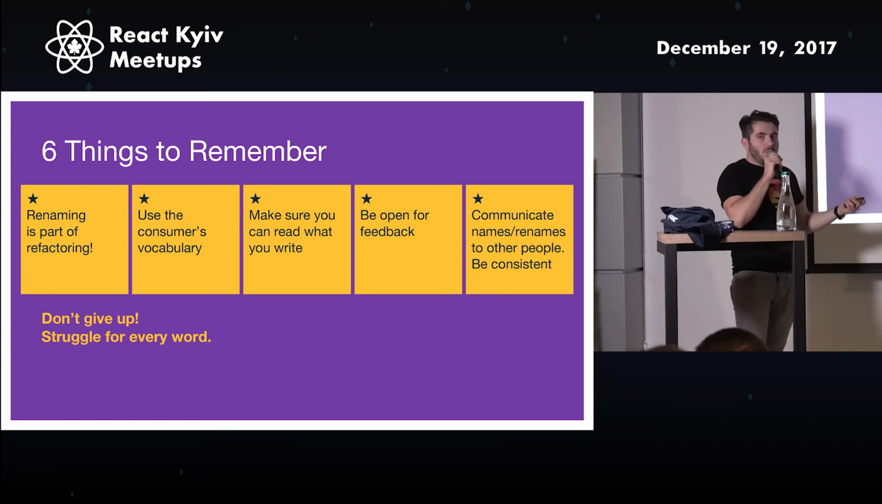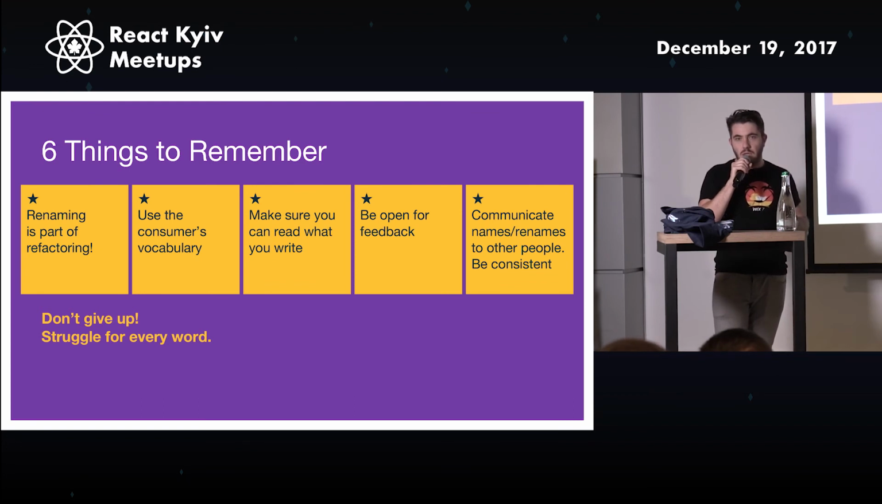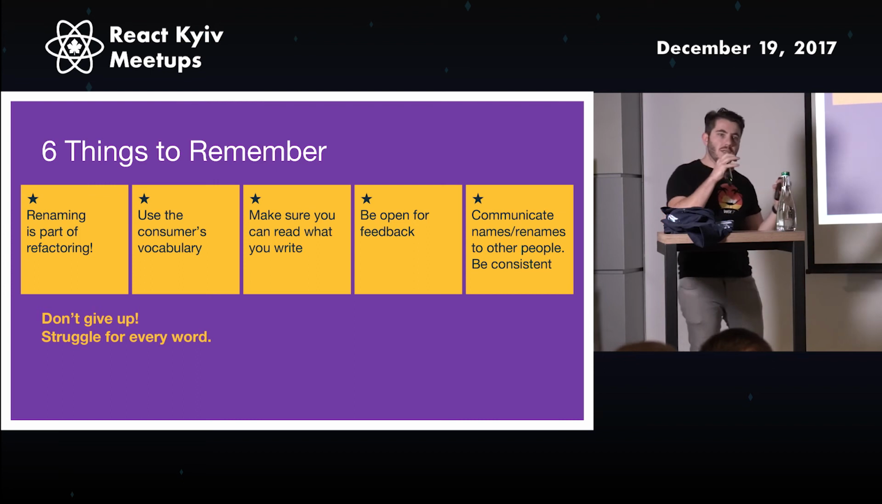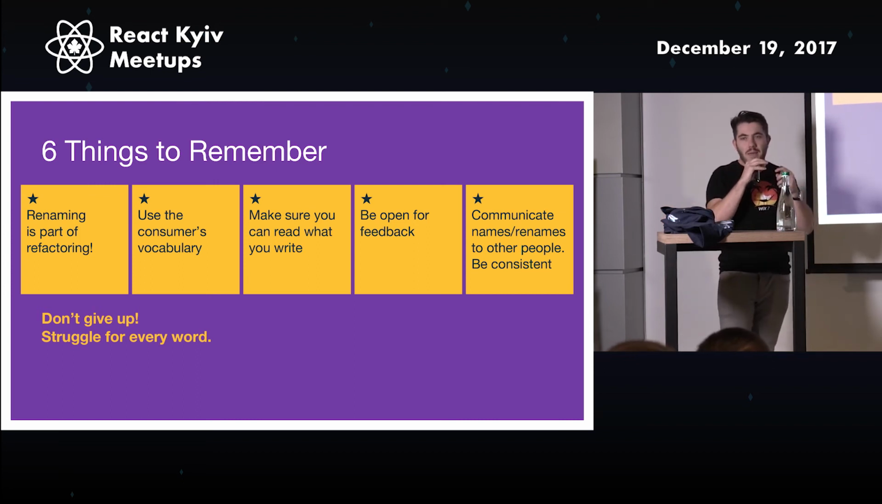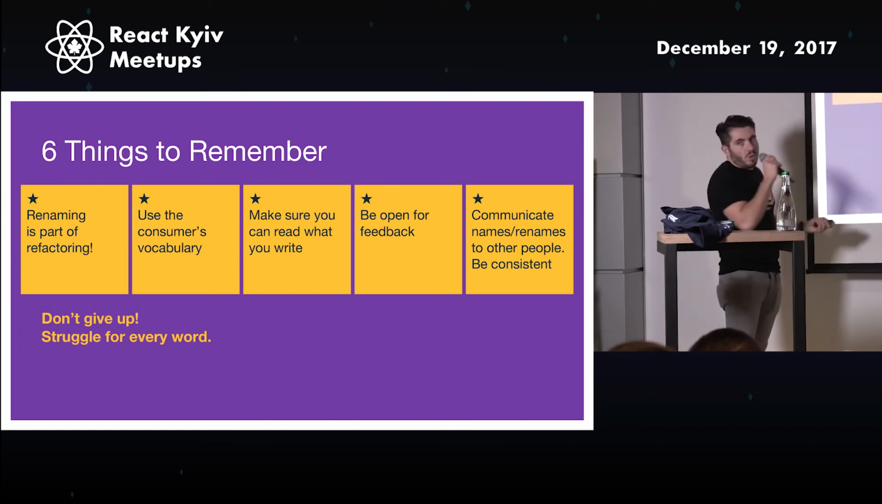So to end the talk, I would like to give you a couple of tips, to summarize. First of all, renaming is part of your refactoring. Don't just break things up into smaller things and combine them. Renaming is part of it, and it's easy. Again, it's the easiest refactoring you can do, other than deleting stuff. Just do it.